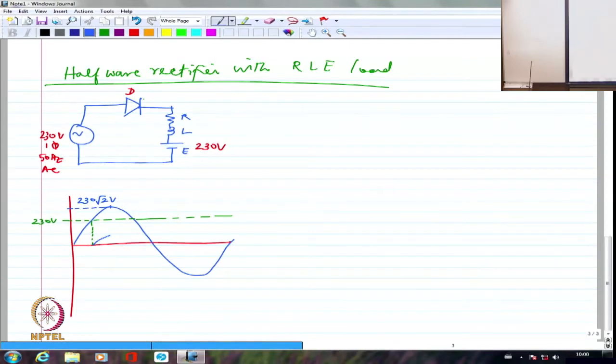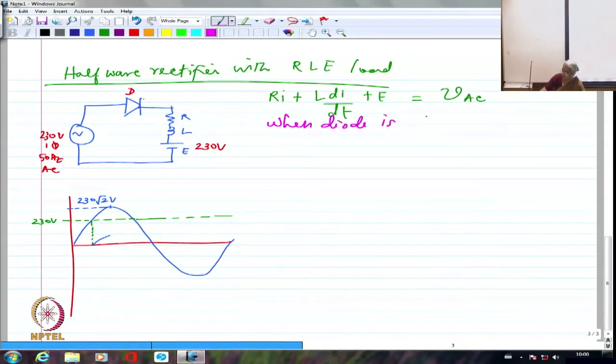If I write the equation here, I have to write when it is conducting Ri plus L di by dt plus E equal to VAC. This is when the diode is conducting. When the diode is conducting, this is how it is going to be. Right? So the current will start flowing from this point.